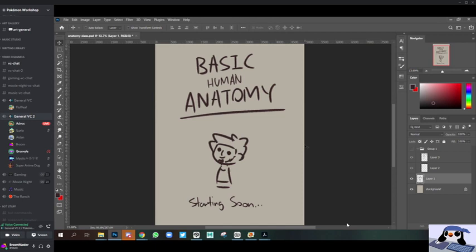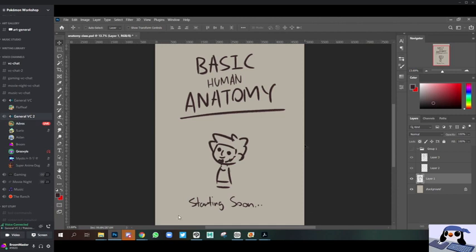Okay, so basic human anatomy. What I mean by basic human anatomy is that if I give you a pose, you should be able to draw it, not in terms of gestures, but more like break it down to simple shapes, and at least know how the skeleton works.